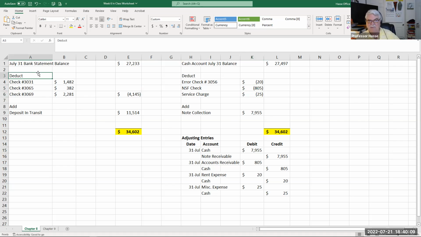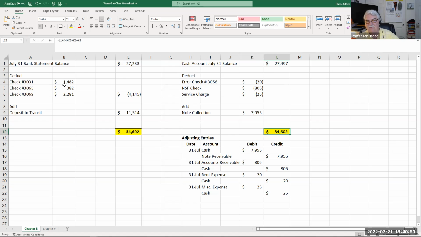Also, we saw in the bank statement that the bank collected a note for us for $7,955. We didn't know about that until we saw it on the bank statement, so we have to add $7,955 to our balance. And look what happens. We subtract the error of the check, we subtract the bad check, we subtract the bank service charge, we add back in the note, and look what happens. We now are balanced. This is now called a reconciled account. The cash balance reconciles to the bank balance.